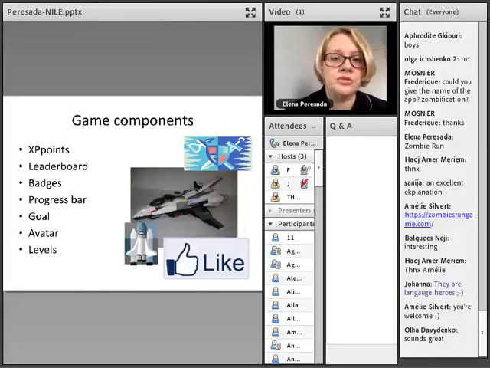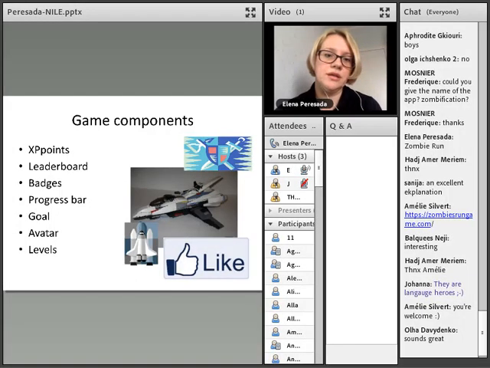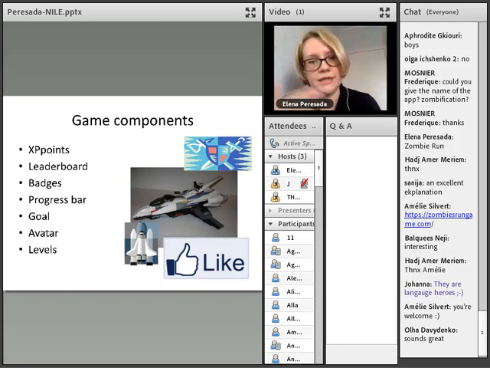We introduced also badges. So what is a badge? It's like a medal. You award it for something outstanding, for some outstanding performance. You can give a badge to a person who has never been late, or you can give a badge to a person who has done his homework 3 days in a row.